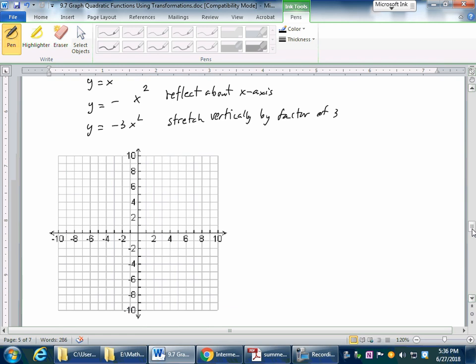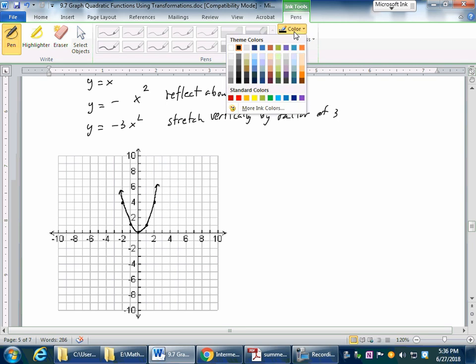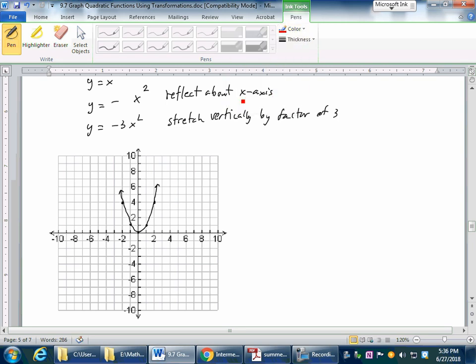So my parent graph right here will be 0, 0, 1, 1, and then 2, 4. Negative 1, 1, negative 2, 4. So these are my points for the parent graph. Now I'm going to do the transformations. Okay, so let's take a look at this point, 0, 0.